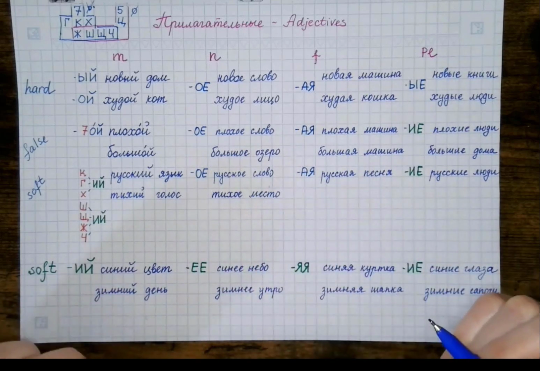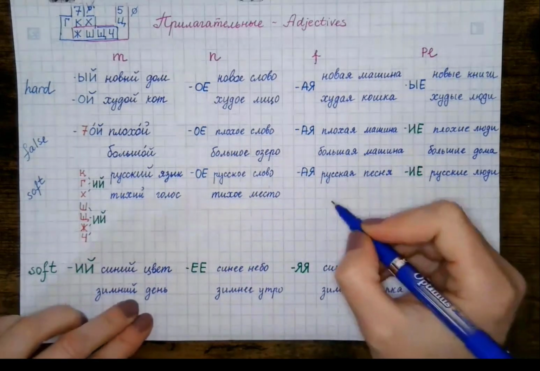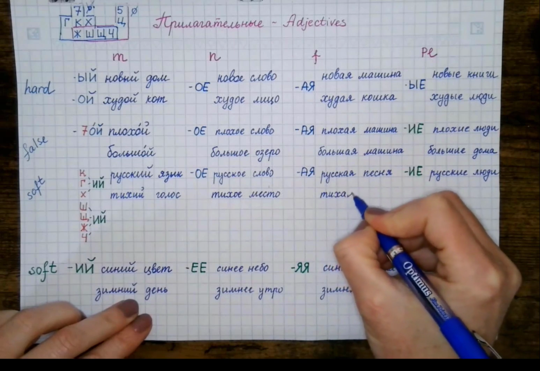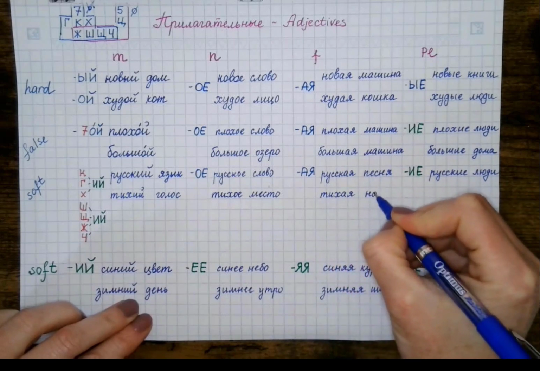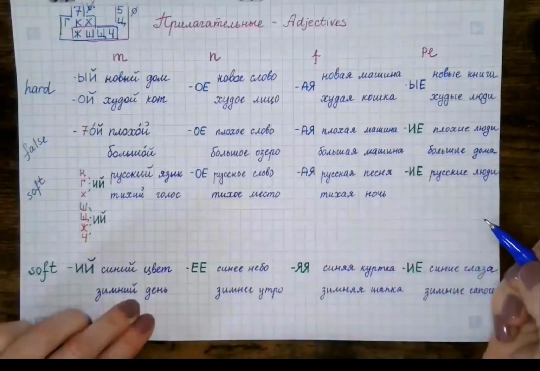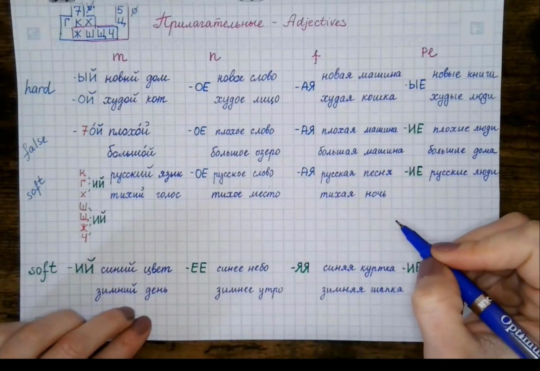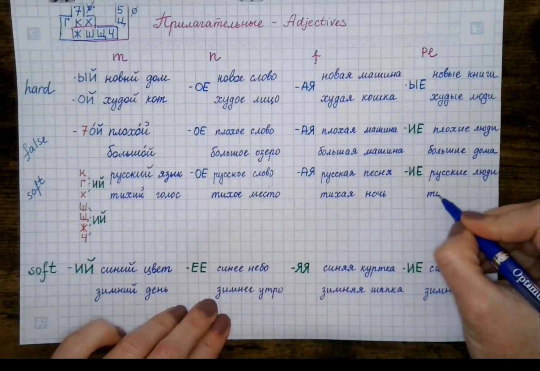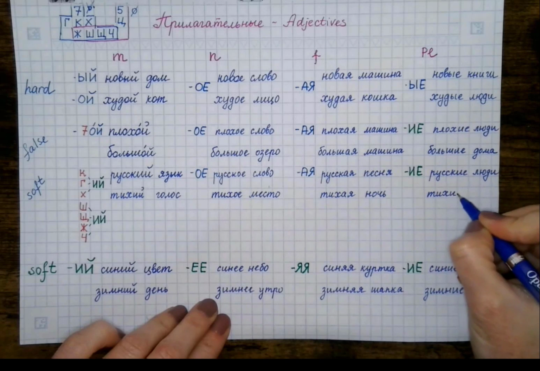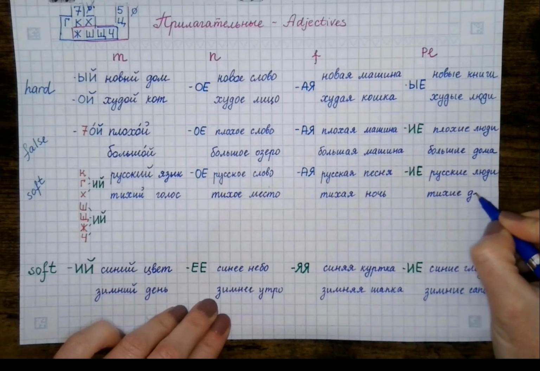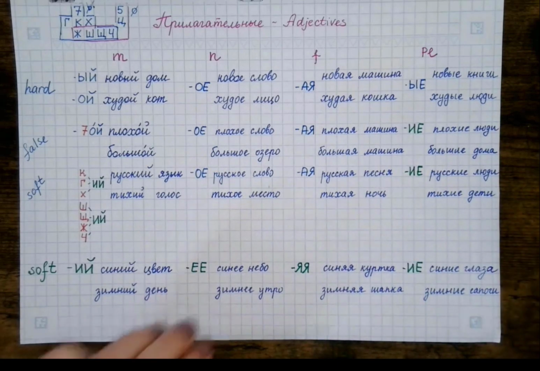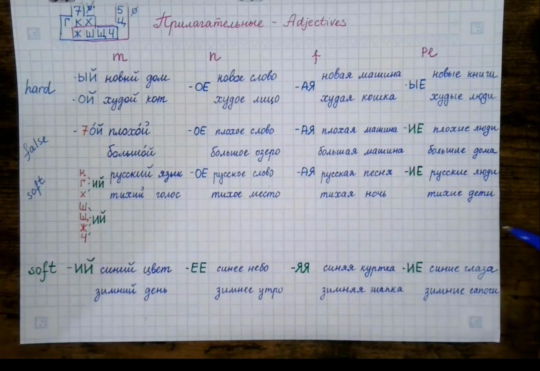a quiet place, тихое место. For feminine, we'll do тихая ночь. Ночь is a soft sign feminine word. Тихая ночь means a quiet night. And for plural, we'll write тихие дети. Quiet kids. I know it doesn't happen very often, but you still can make this word. Тихие дети, quiet kids.